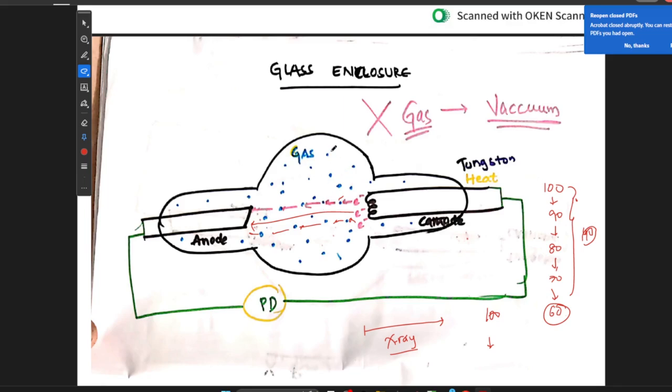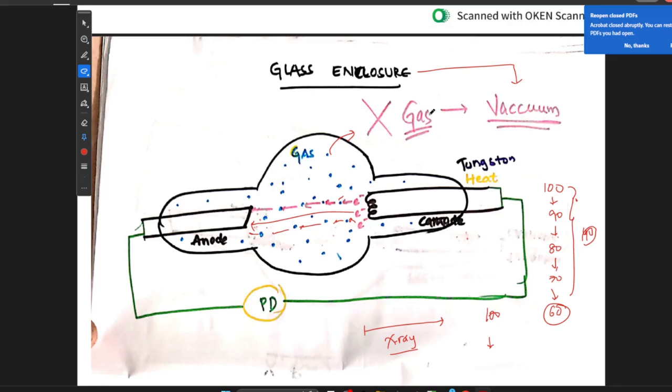So we do not want this gas inside the glass enclosure or X-ray tube. Because we do not want gas inside the X-ray tube, the gas is removed from the X-ray tube and a vacuum is created. So the main important thing is that the glass enclosure will contain a vacuum. There will not be any gas inside the glass enclosure.